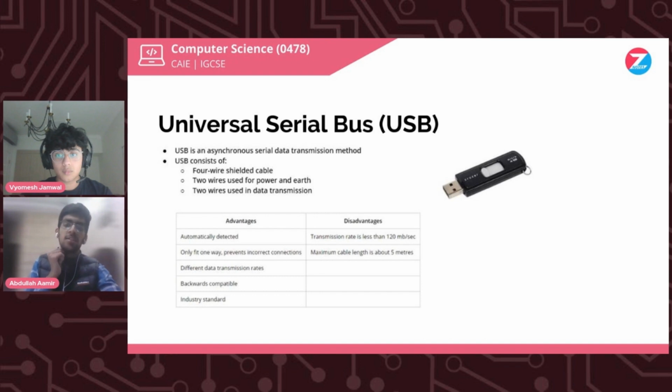However, a disadvantage is that you cannot have a USB which is 5 meters away from a computer because the power will not be able to reach it. And the data transmission rate is less than 120 megabytes per second, so you cannot transmit data faster than that as of now.